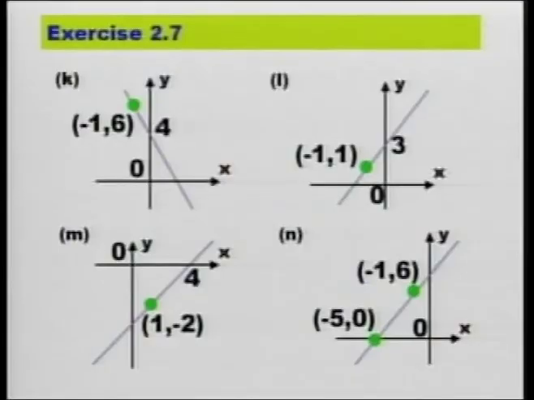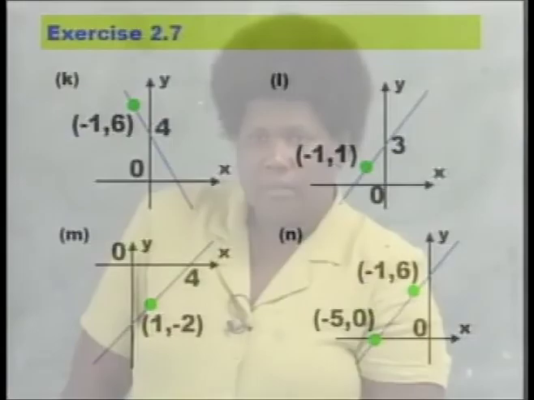Letter K. Margaret. Y equals negative 2x plus 4 is correct. L, Daniel. Y equals negative 3x plus 3. Is that correct? No. The gradient is 2. Am I right? So it should be y equals 2x plus 3.